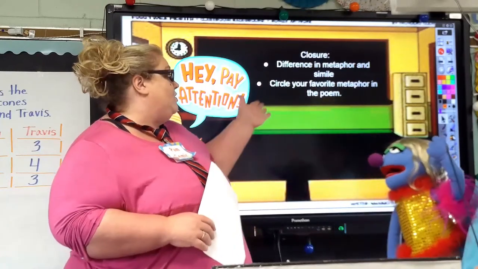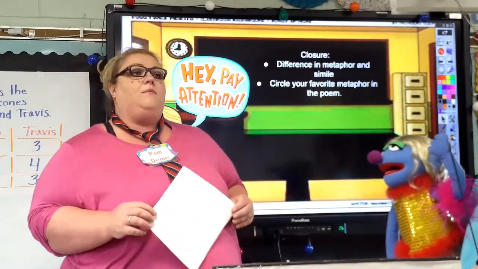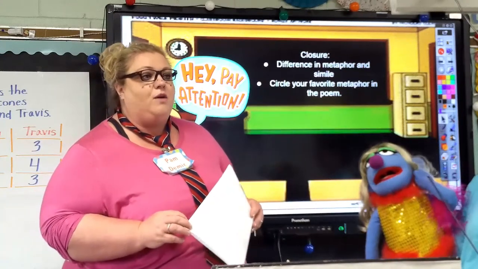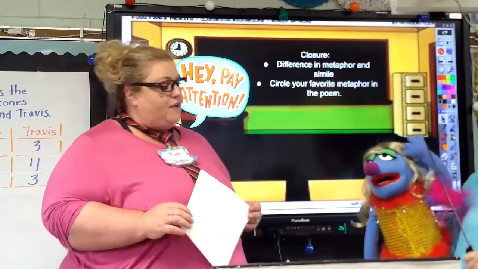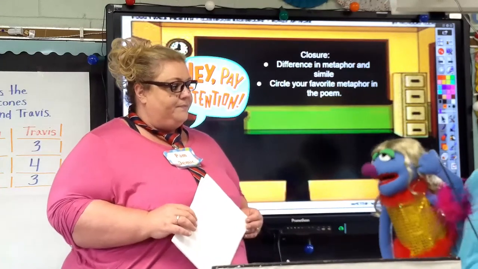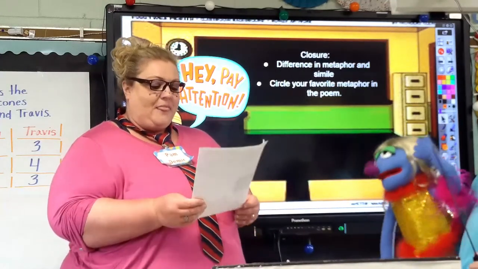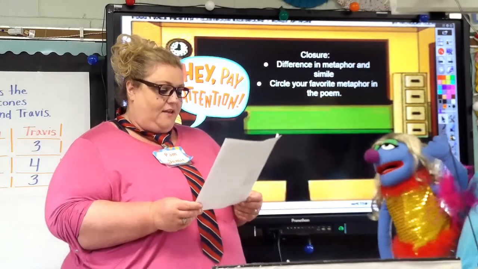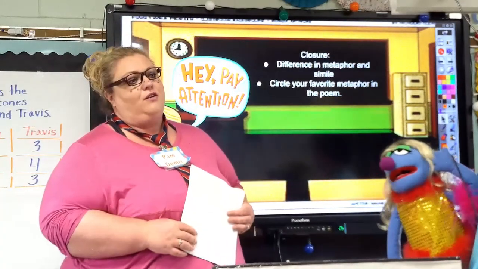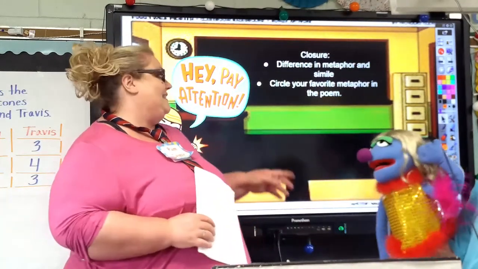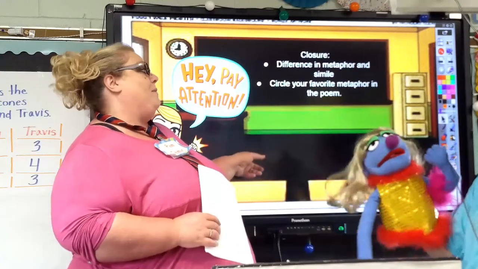And guys, I want you to circle your favorite metaphor in the poem. If you were to write something and expand upon it, which one would you use? Do you have a favorite one? I like the one about the bread and the knife, because I love bread. Bread is so yummy. And I like the apron and the baker, because I like to bake cookies. Yes. Bring me a cookie next week. Oh, we'll bring you. I'll bring you a cookie.